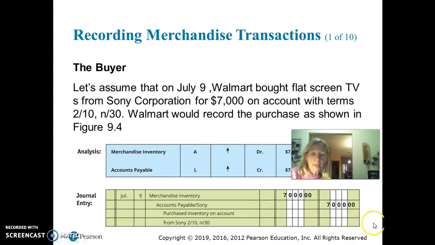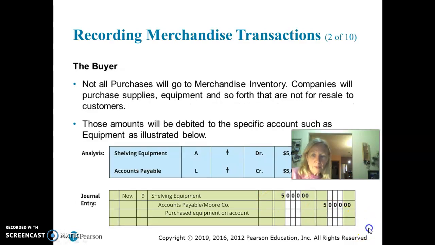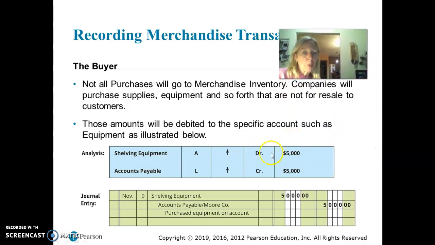Okay, so let's go to the next one. Just a quick reminder, when you buy merchandise inventory, it's items that you're going to resell. Don't forget, companies will also have to purchase supplies and equipment, just like our regular business transactions we've already studied. If you buy supplies or equipment on account, it's journalized just the way we've learned it all along.